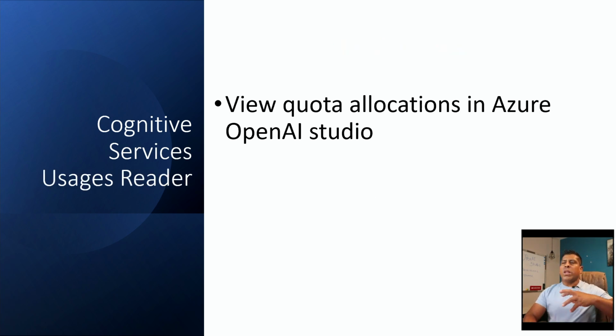Okay, so the last one is a Cognitive Services Usages Reader, which gives you the ability to view quota allocations in Azure OpenAI Studio. So there's a lot of information here. I know I had to take a couple breaths in between because it's a lot of information.